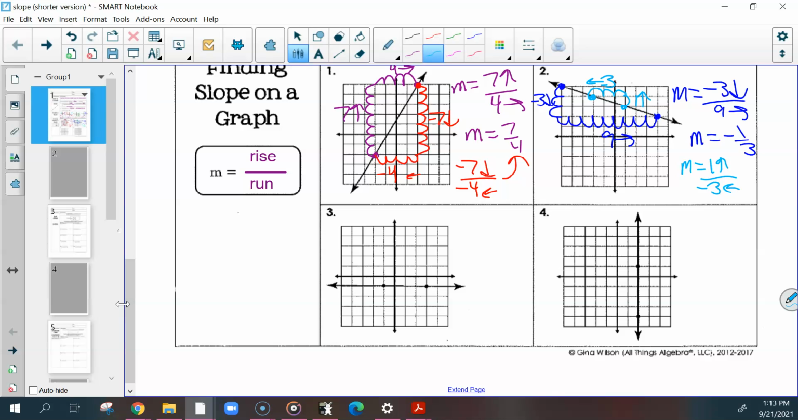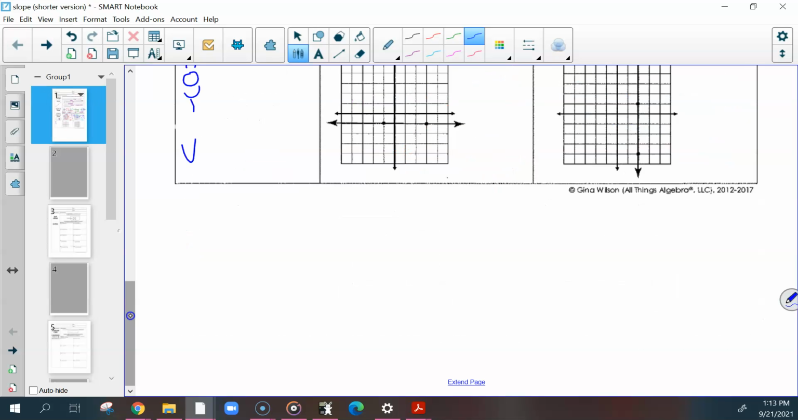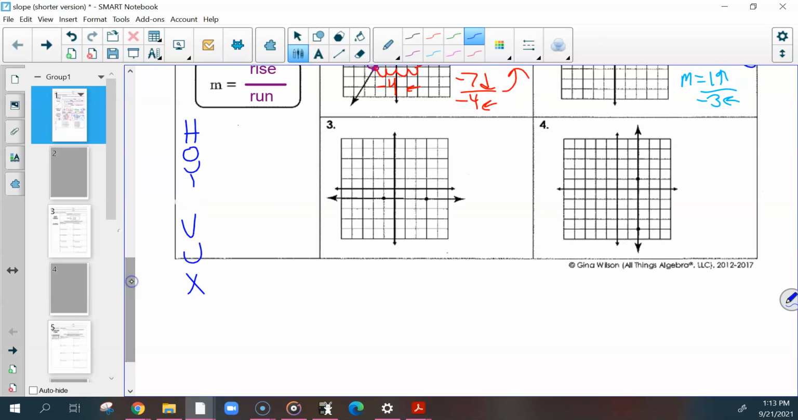For number 3, I'm going to give you guys this acronym that I use to help me determine which is which. So boy is horizontal. So horizontal line is what it's really talking about. This would have a 0 slope. And later, when we get into graphing and writing equations of lines, it'll be important to know that this is a y equals equation.